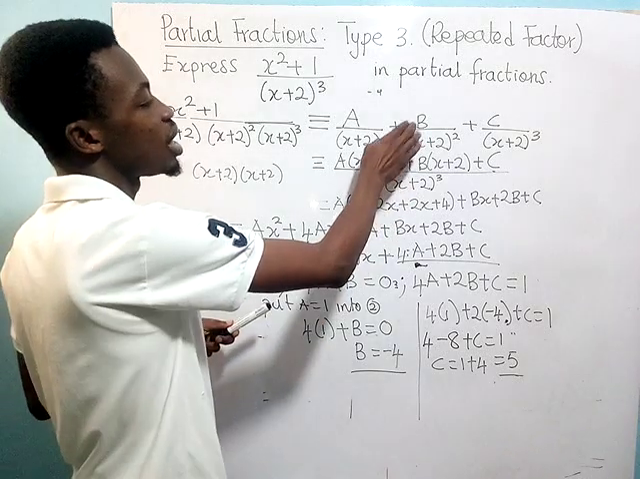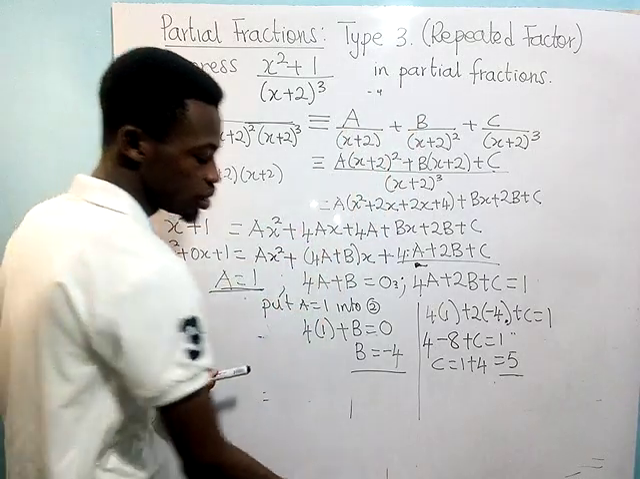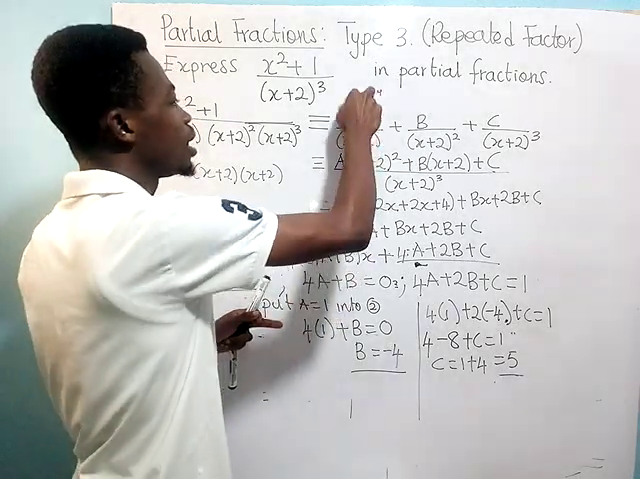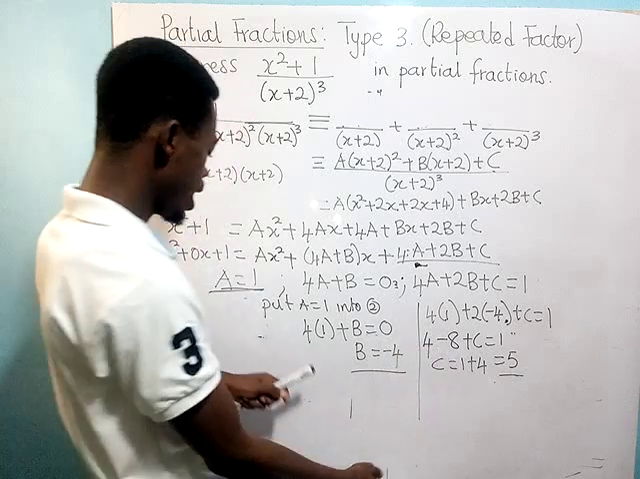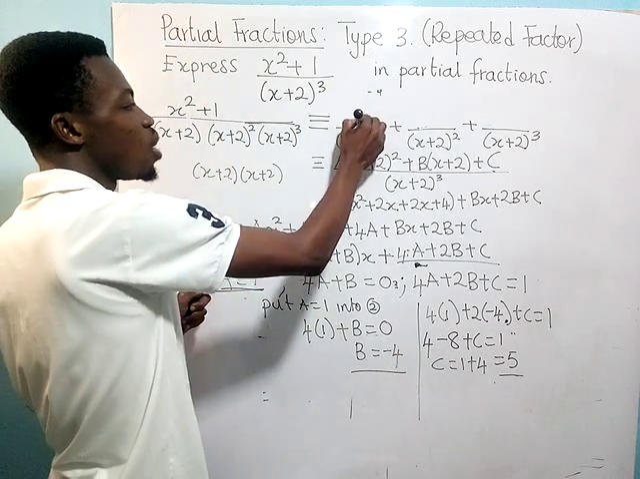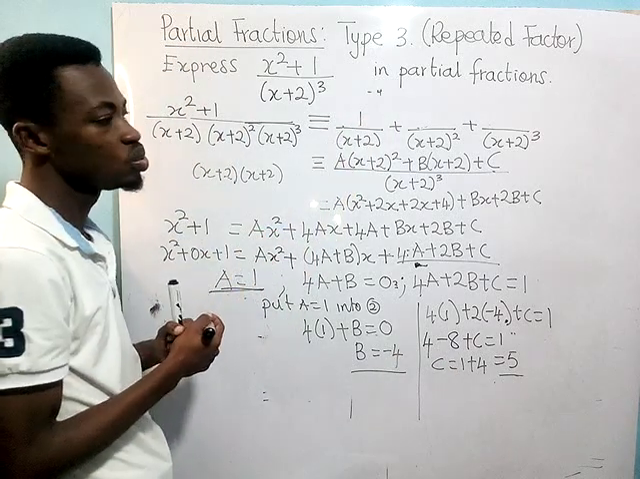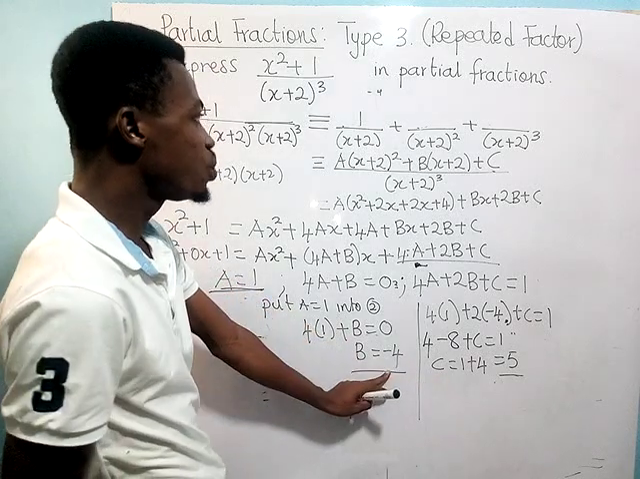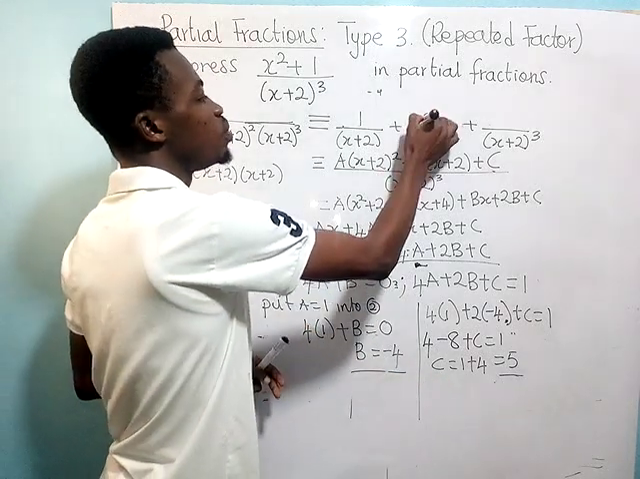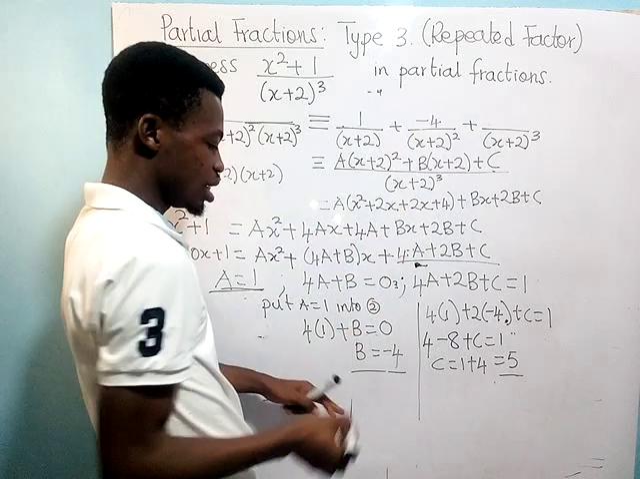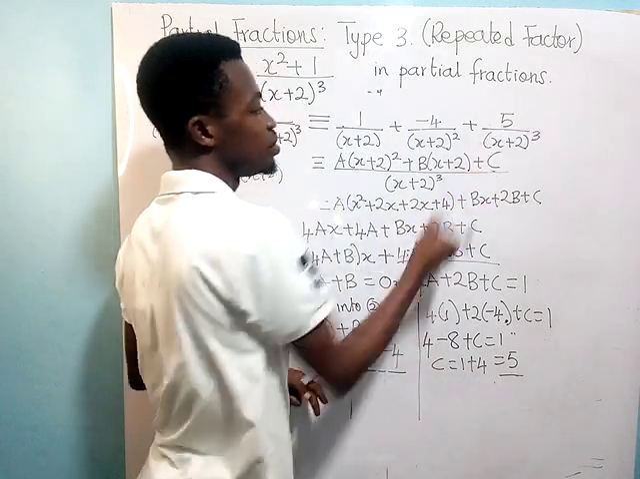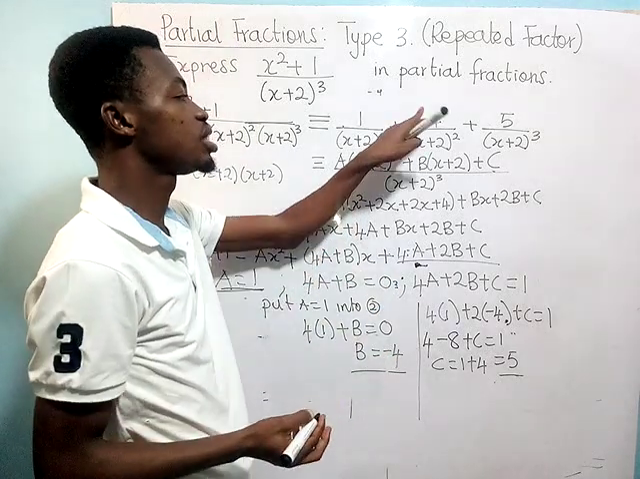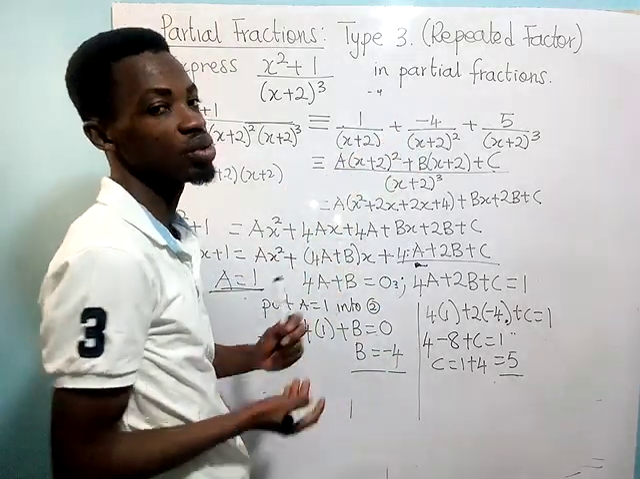So we then come back here and do the substitution. For A, we obtained 1, so we are going to have 1 over x plus 2. Our B, we had negative 4, so minus 4 here. Then our C, we had 5, so plus 5. We can equally take the positive away and make it negative straight away.